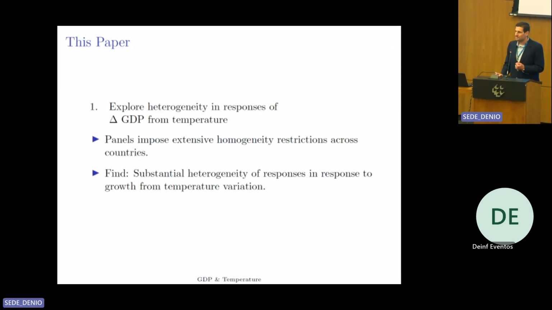I think that this might be our main contribution, that there's not a clean story where you look at temperature variation and it affects countries all in one way. I think our contribution is that there's not that clean story. There is substantial heterogeneity.